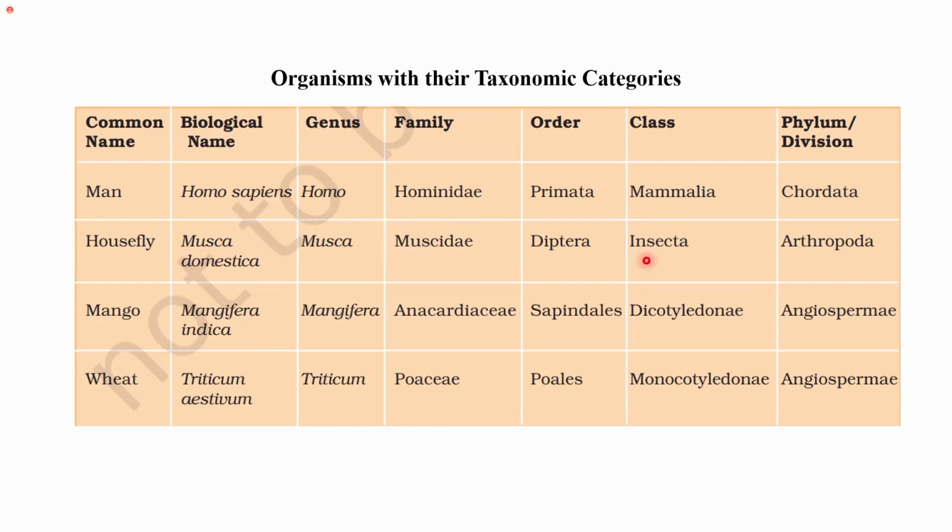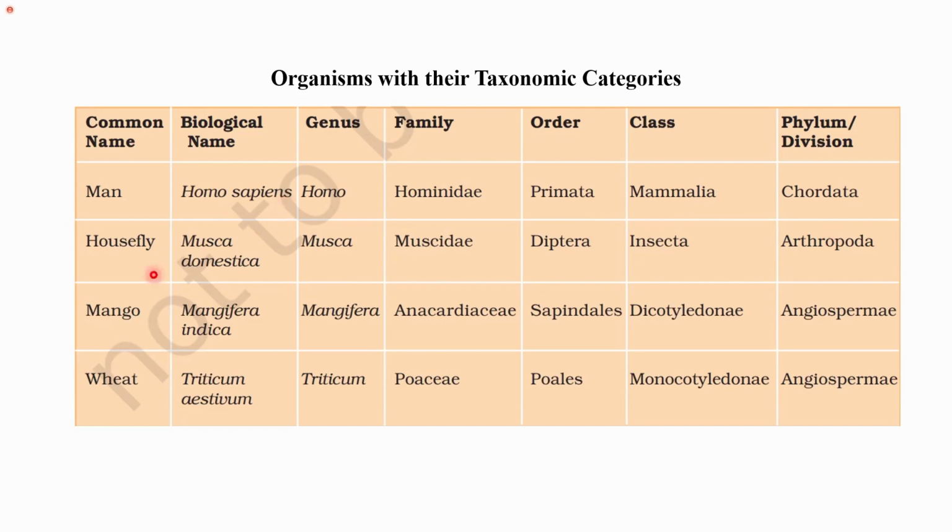answer those questions. So for example, I will take the example of man. The biological name or the scientific name is Homo sapiens. Obviously, we know Homo here represents the genus, and sapiens represents the specific epithet. We know the biological classification system, right? So the genus will be Homo, family will be Hominidae, order will be Primata, class will be Mammalia, and the phylum or division to which it belongs is Chordata.